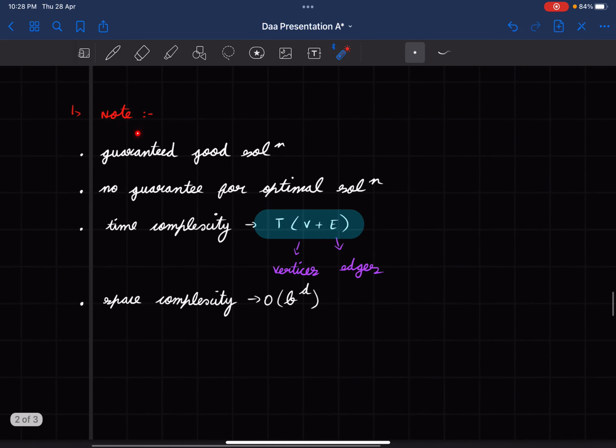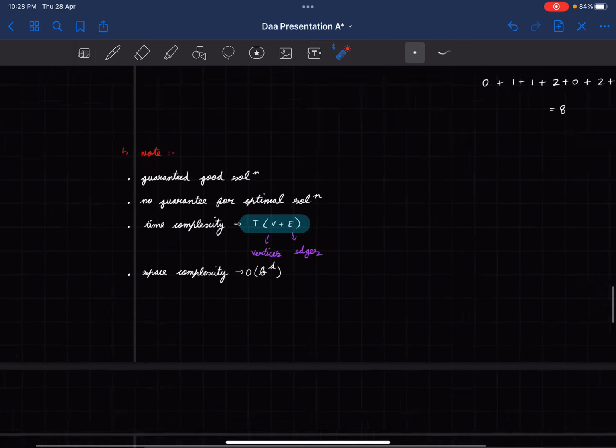Now the note for this algorithm is that it guarantees a good solution, but there is no guarantee of an optimal solution. The time complexity of this algorithm is O(V plus E), where V stands for vertices and E stands for edges in the graph. The only drawback of this algorithm is its space complexity, which is O(b to the power d). It is because it has to store all of the generated nodes in memory.